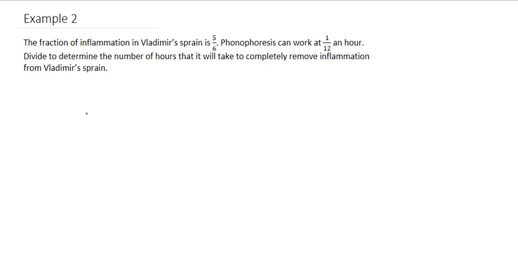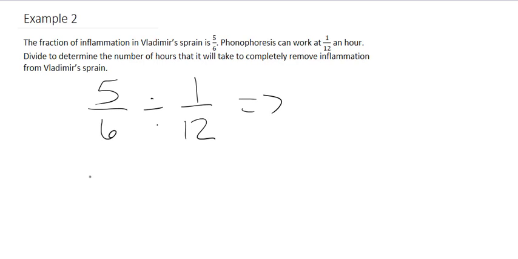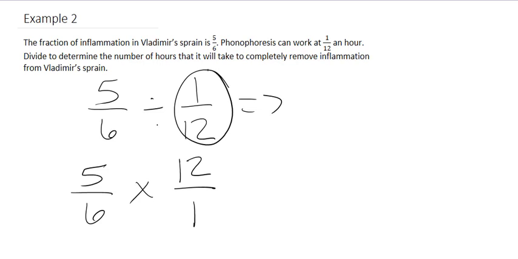So, like before, let's write this out. We have 5/6 divided by 1/12. But we're going to change this into multiplication by the reciprocal. So this becomes 5/6 times, and then we put 12/1, because this is the reciprocal of this number that we're looking for. So now we can go and start to multiply.